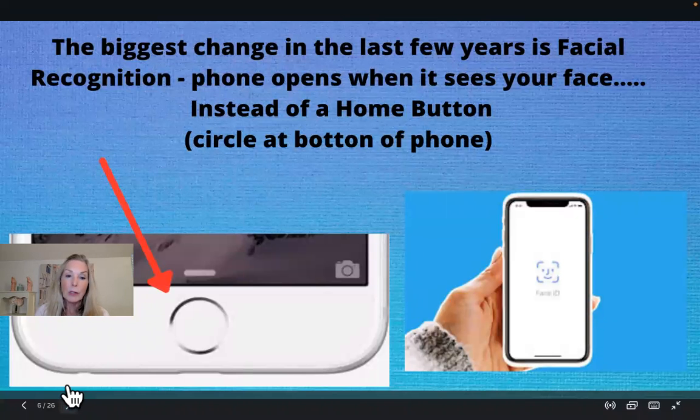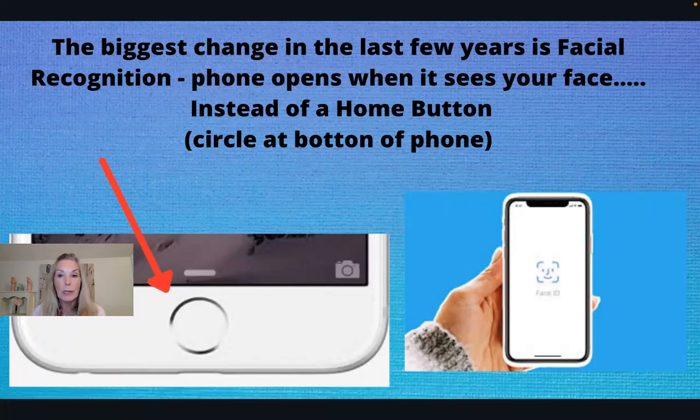So the biggest change in the last 2 years in some of the phones is that the older phones have a home button, a little circle at the bottom of the phone. The newer phones do not have that. They don't have a home button. They use your face, facial recognition, to open your phone.